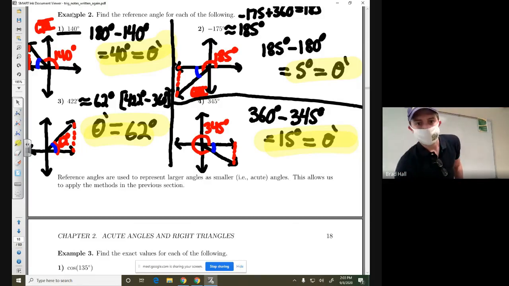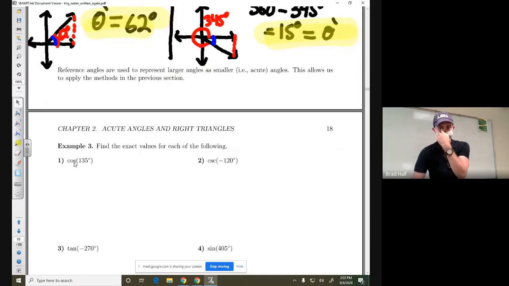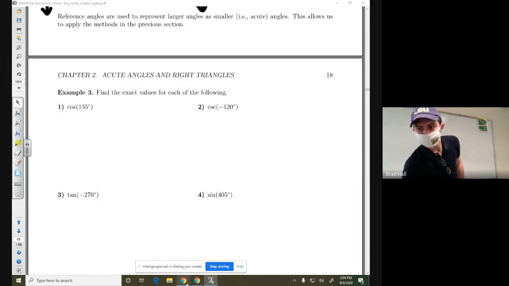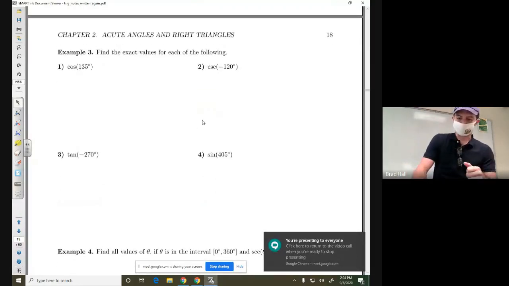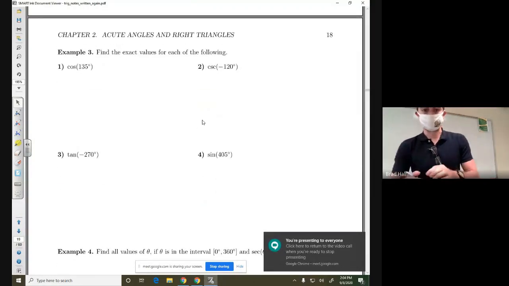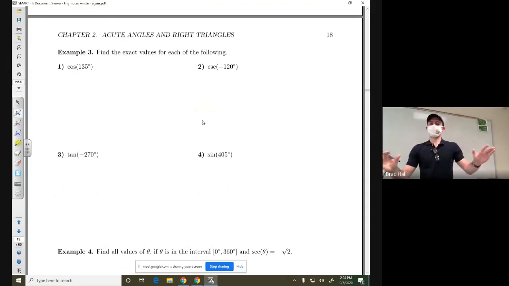We're going to go through all of these again, but we're going to add one thing, and that's the trig function itself. So we're kind of stepping it up. We're just going one step further with it, but we're doing pretty much the same stuff from before. So let's go ahead and start off with the first one, cosine of 135 degrees. And we start off the same exact way.